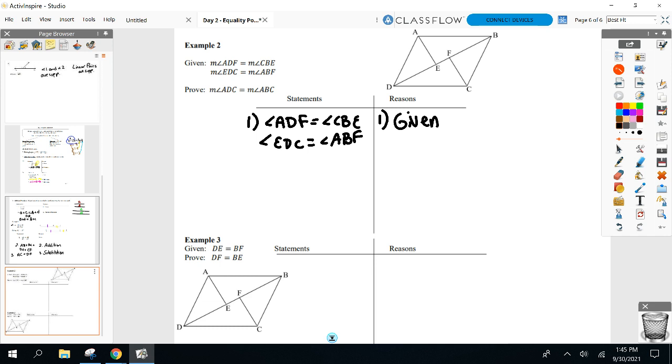Okay? We're going to mark those congruent. Most of you guys have these marked congruent. I'll do the same on mine right now. Let's see here. ADF right here, congruent to CBE. So all of us should have those two. Check them, please. Along with EDC and ABF. Those two. We all good?